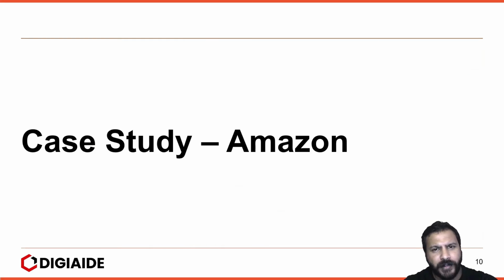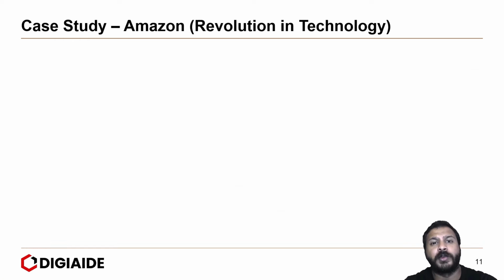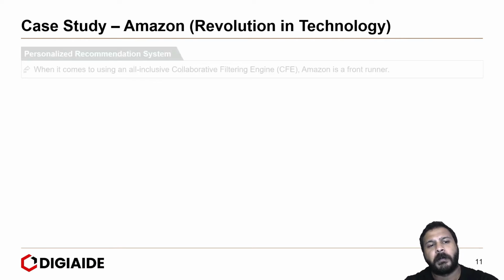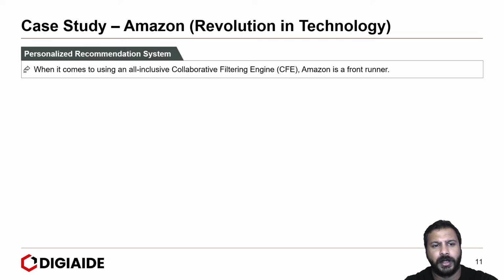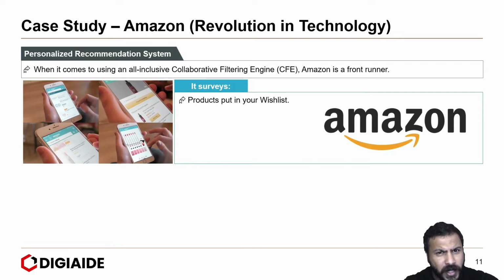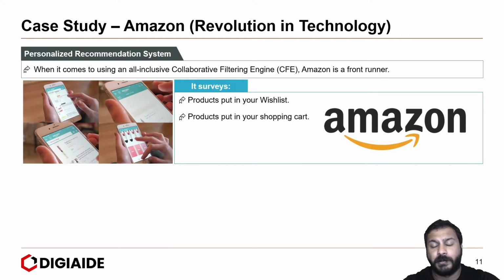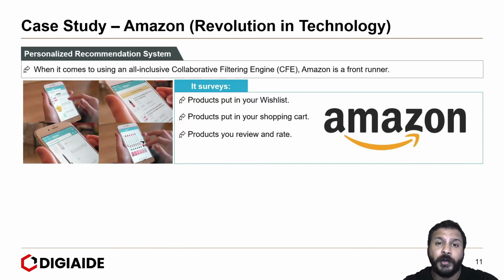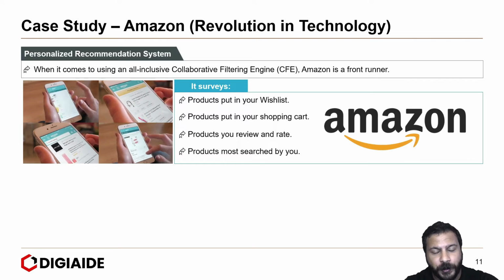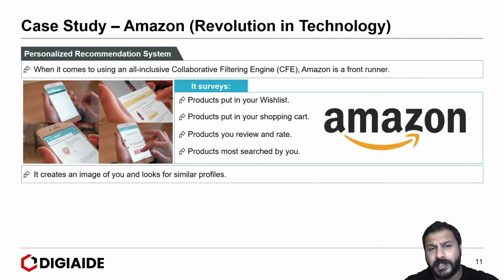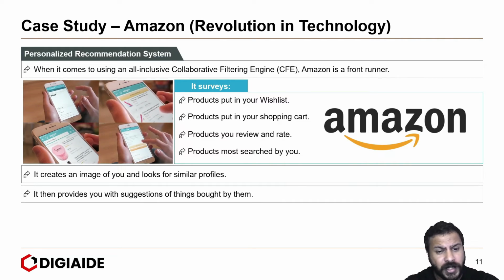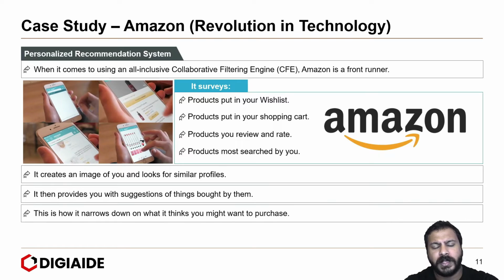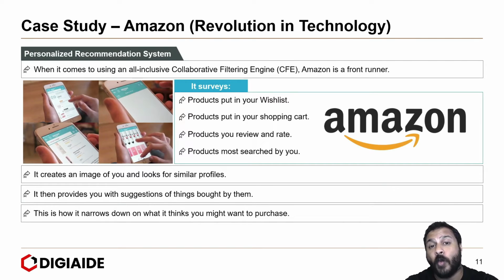Now let's look at a case study of Amazon and how Amazon has hopped on to the new trends of sales management. In this case, Amazon's revolutionary technology. Personalized recommendation system. When it comes to using an all-inclusive collaborative filtering engine, Amazon is a front runner. It surfaces products that you put in your wish list, products put in your shopping cart, products you review and rate, and products most searched by you. It can create an image of you and look for similar products. It provides you with suggestions of things bought by them. This is how it narrows down what it thinks you might want to purchase.